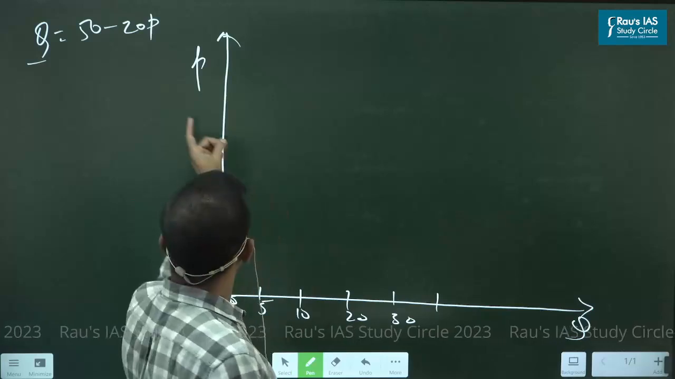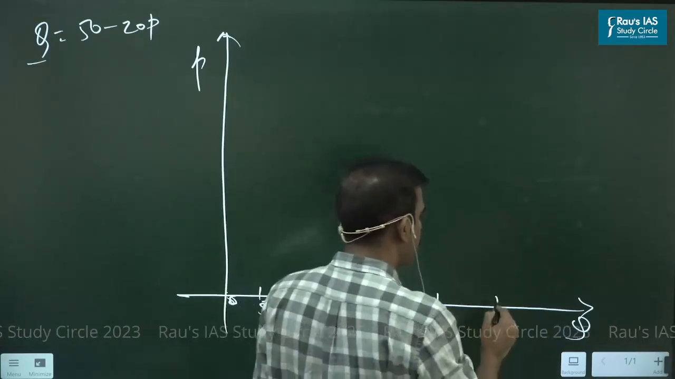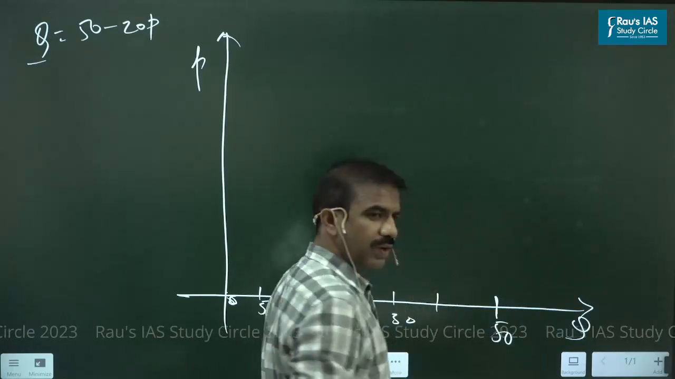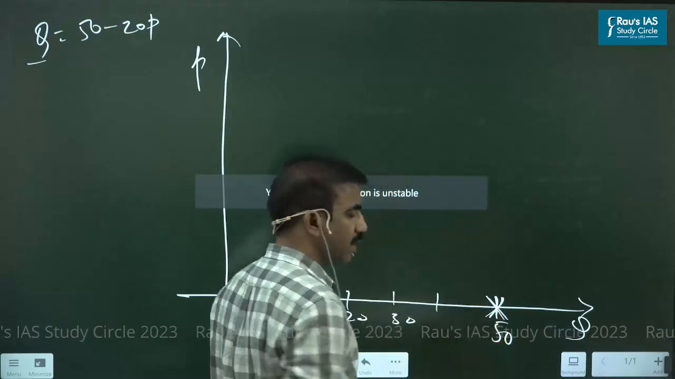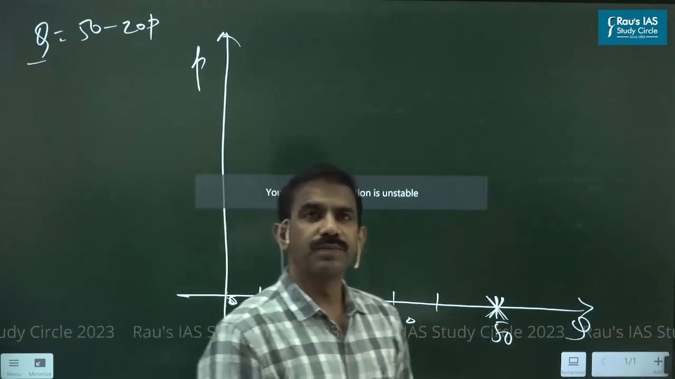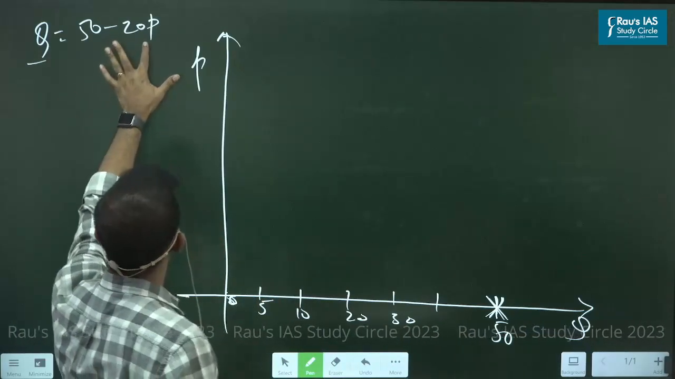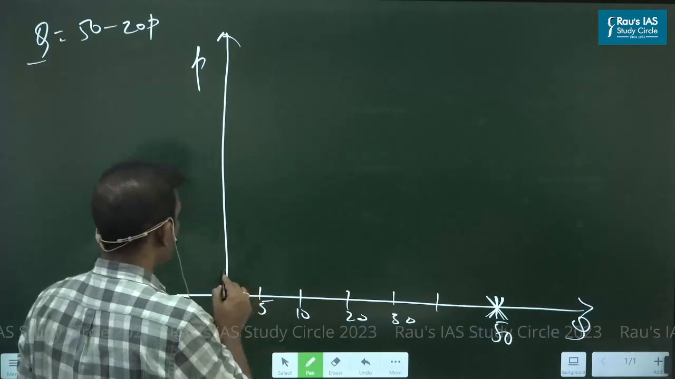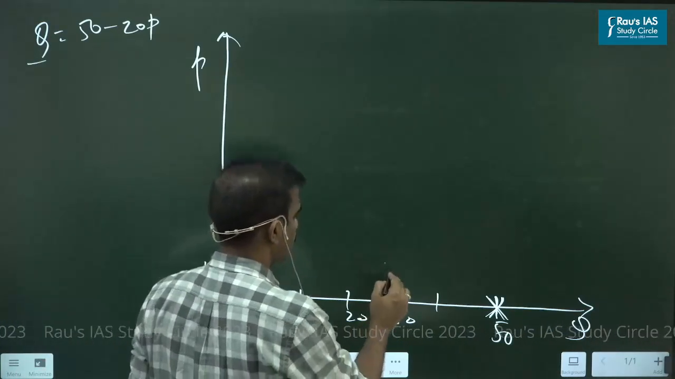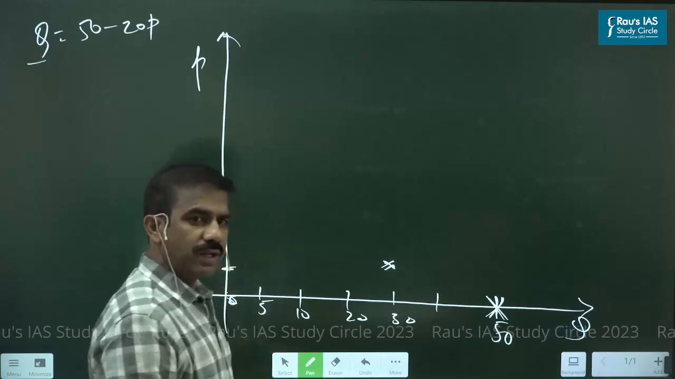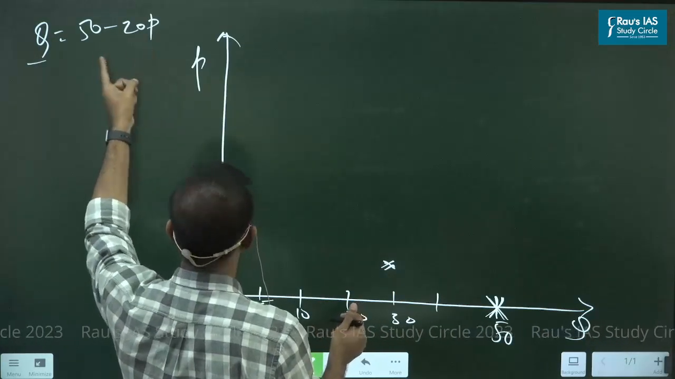When P equal to 0, what's the quantity of goods demanded? At P equals 0, quantity demanded is 50, right? When price equals 1, what's the quantity demanded? 30. Quantity demanded 30. When price equals 2 rupees, in such case, what's the quantity demanded?